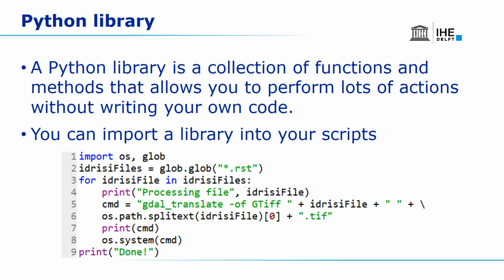To get some feedback, we print this whole command to the screen and then we execute it. So os.system simply means run a command line command, and then the whole string cmd will be given to the command line and run. And then when all the files are done, we get out of this loop and it will print to the screen done. I know that the batch file was a bit shorter, but the Python script can give us much more flexibility if we want to add other things, also from other libraries.